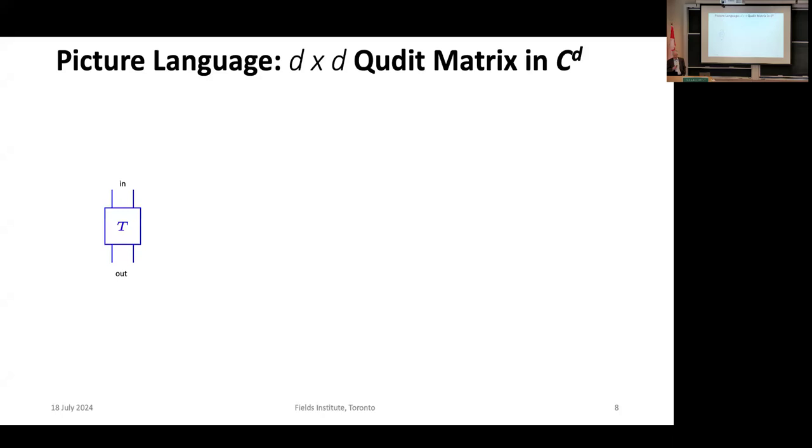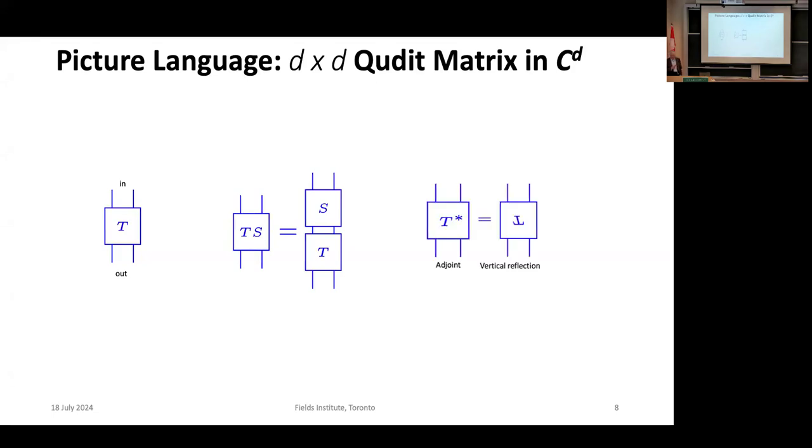So in these pictures, they're represented as an input and output with vertical multiplication. And this is a transformation T on this d-dimensional, finite dimensional Hilbert space. Multiplication is vertical, T times S, T below S on top. And the adjoint, Hermitian adjoint, is got by inverting the picture, reflecting vertically.